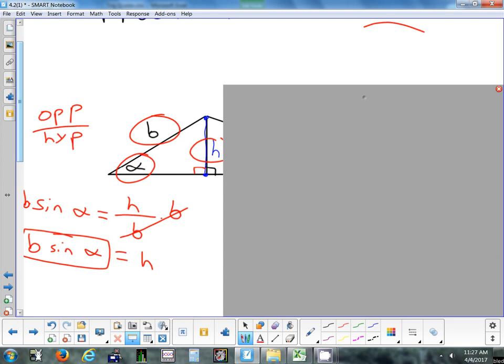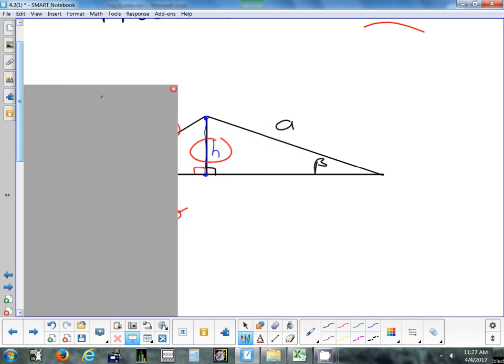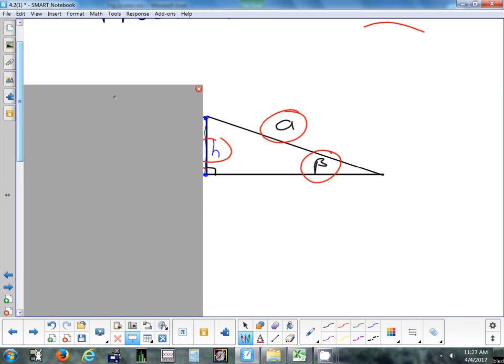I'm going to do exactly the same thing on the other side. I'm going to block the left-hand side off. Okay, I'll come back to that box in a second. Okay, I want to come up with a formula again to find the height. This time I want to use this, A, and the H.